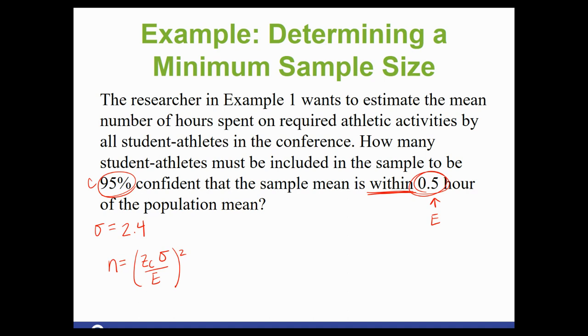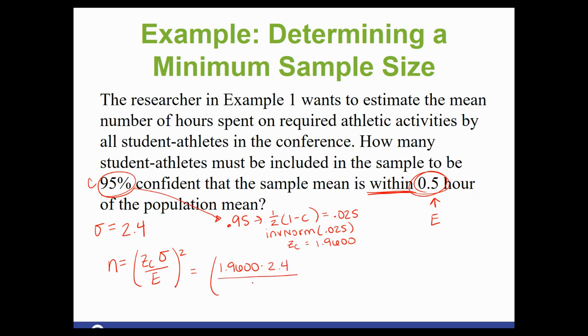The one that we need to work a little bit on is that confidence. We need to get from C to ZC, so from our confidence into our critical value. So 0.95, you can plug it into that 1/2 (1 minus C). Then once you have that, 0.025, plug it into inverse norm to get our ZC as 1.9600. So when we go to plug this in, we've got our critical value times our population standard deviation divided by our E, and don't forget the square out back.